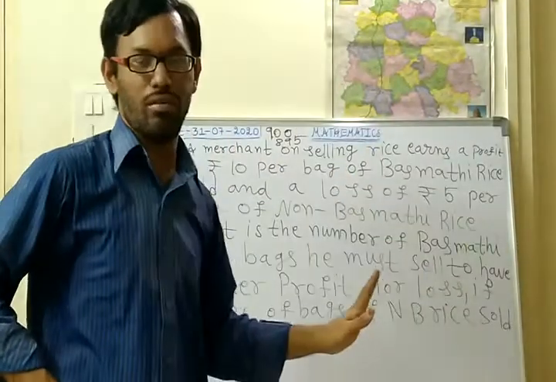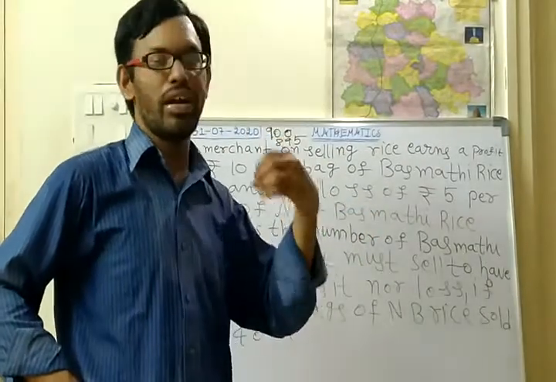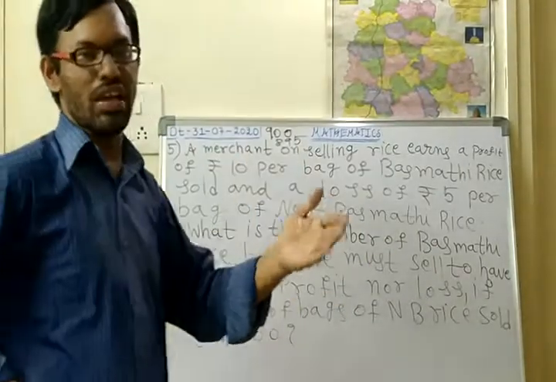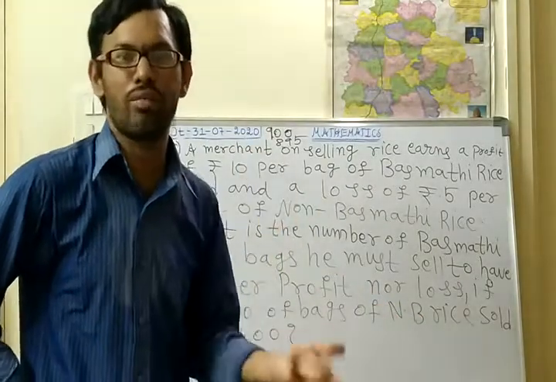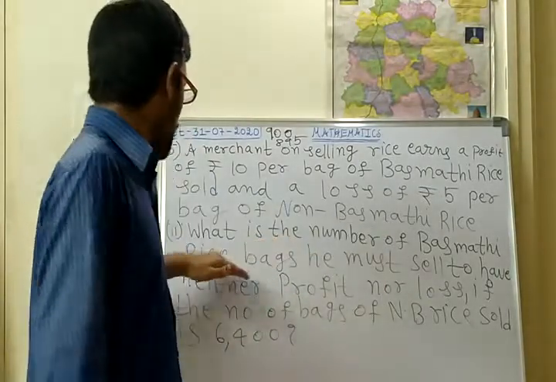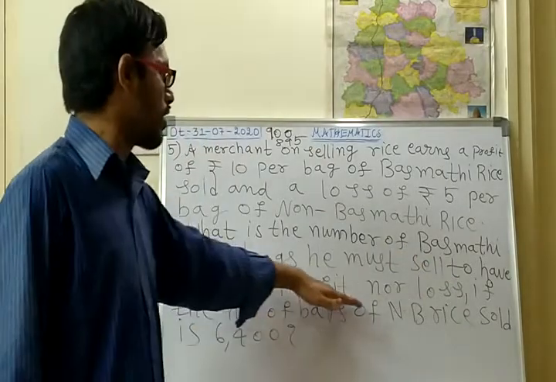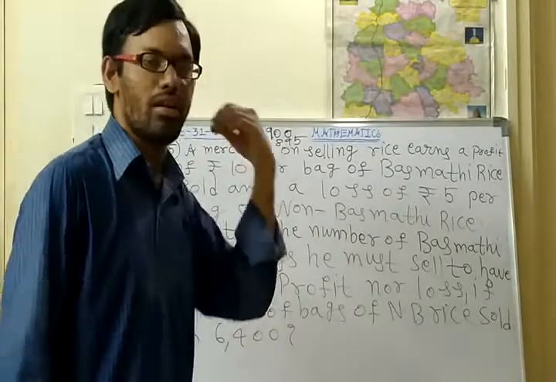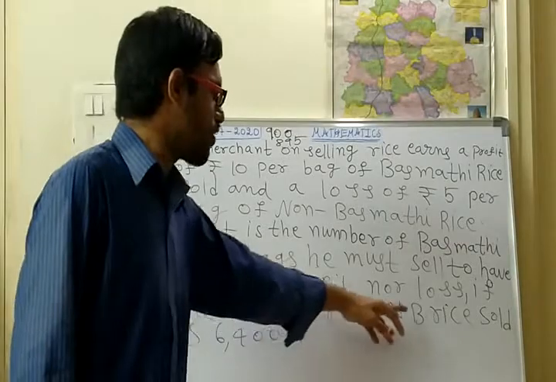Suppose he spends 10 rupees for one pen, and if he sells that pen again for 10 rupees only, he won't get neither profit nor loss. Like that. So what is the number of basmati rice bags he must sell to have neither profit nor loss? That means he should not get profit or loss.